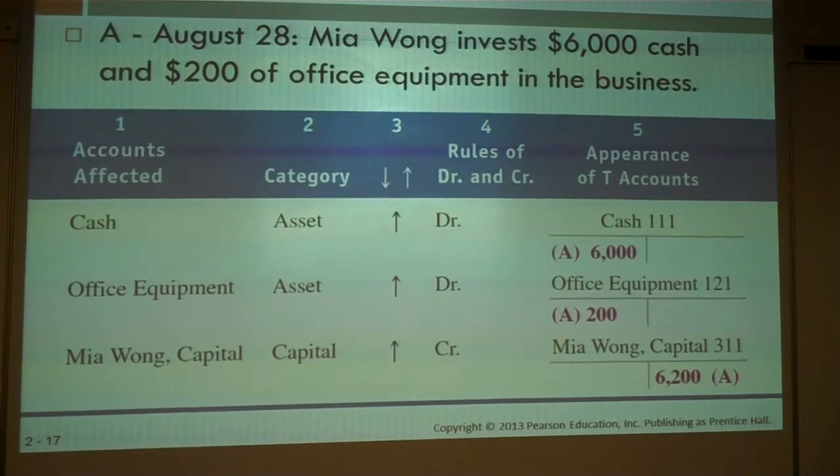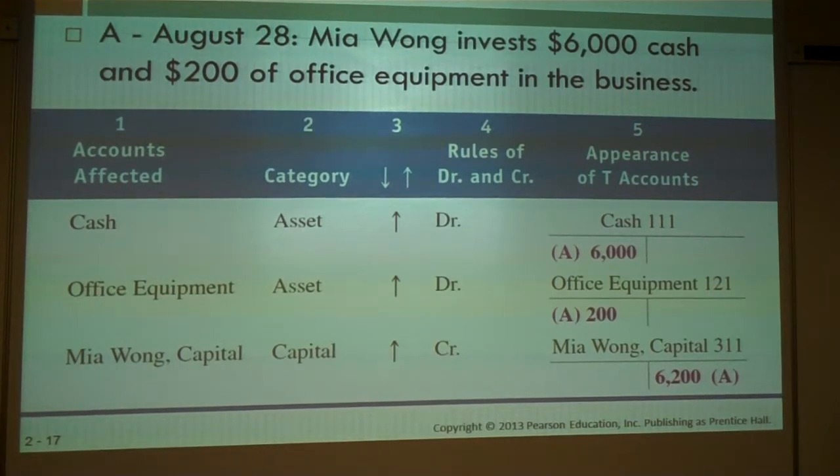Did it go up or down? That's step 3. Cash, did it go up or down? Up. Office equipment? Up. Capital? Up. Now the next part is we have to know where its normal balance is. Cash and office equipment, their normal balance is where? On the debit side. And they're both going up, so those are our debits. Mia Wong Capital, its normal balance is where?